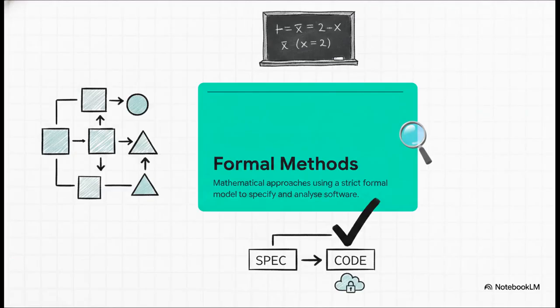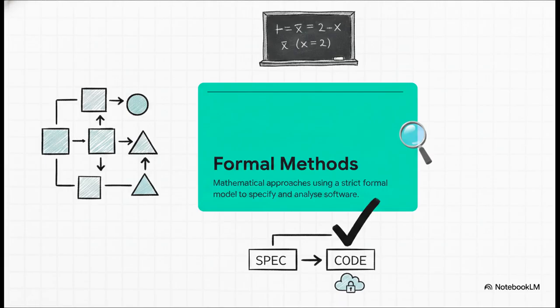Now, in the world of highly critical systems, think about aviation software, medical devices, or railway controls. The stakes are just too high for guesswork. We are moving far away from just writing a program and hoping for the best to a place where we actually prove it works mathematically. That is exactly where formal methods come in.